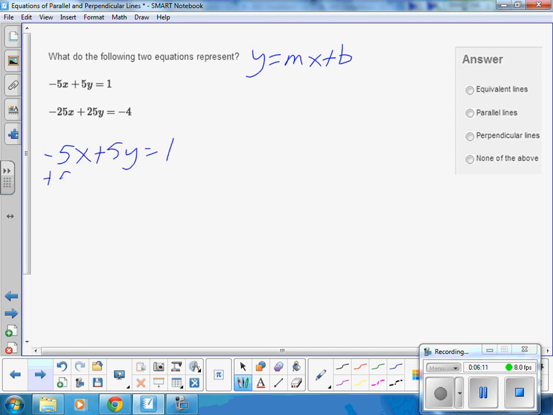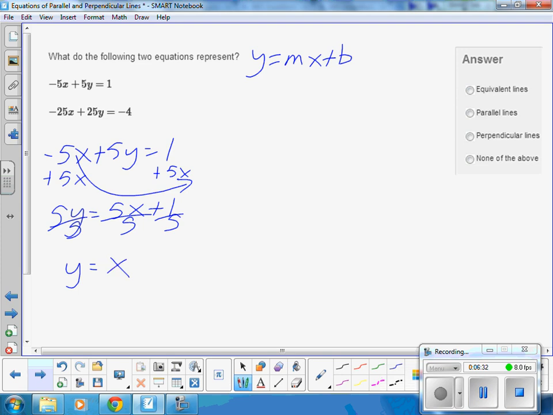First thing I do is add 5x to both sides. That's the same as when I move it to the right. So I get 5y equals 5x plus 1. Now I divide everything by 5 because I have 5y. I want to know what y is equal to, so I have to divide by 5, divide by 5, divide by 5. And I get 1x plus 1/5. So my slope here is 1.